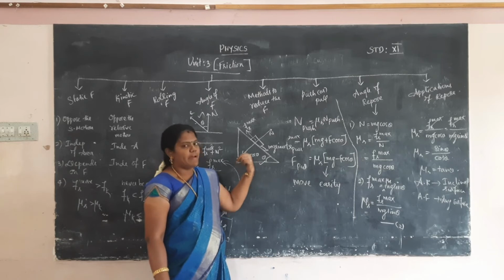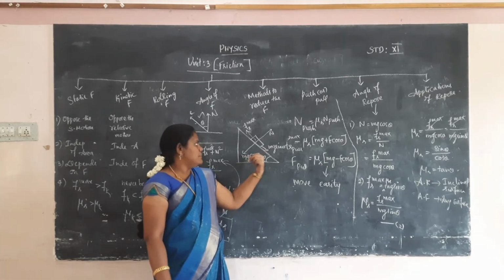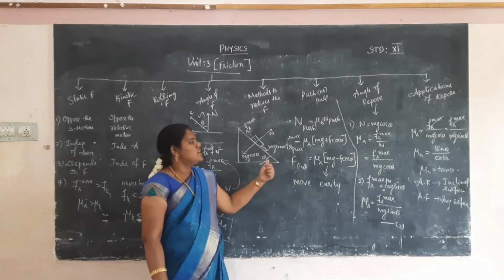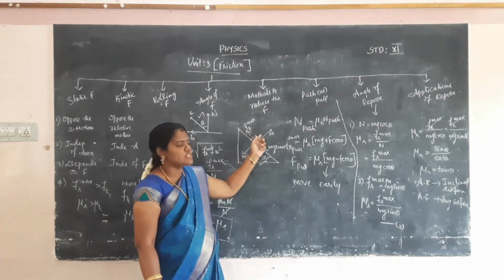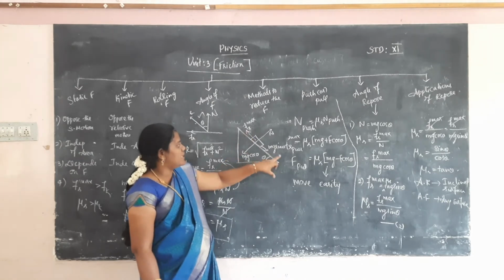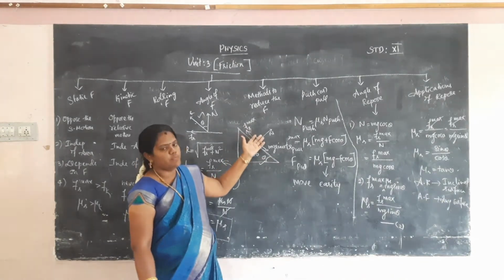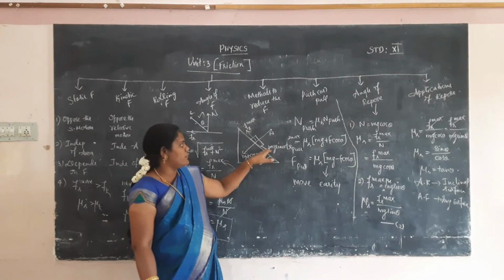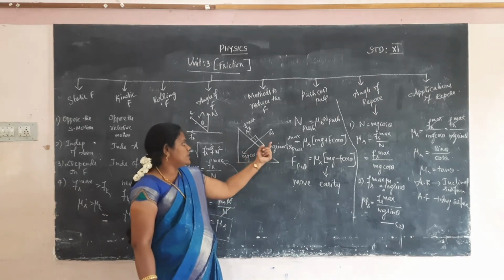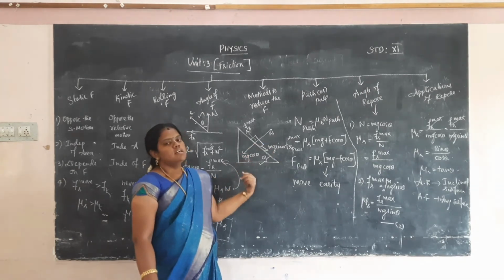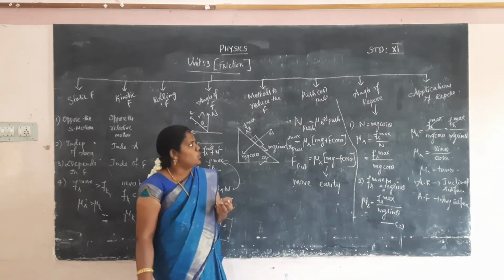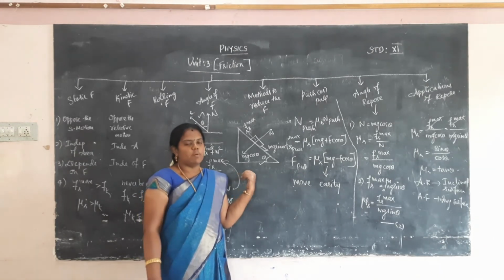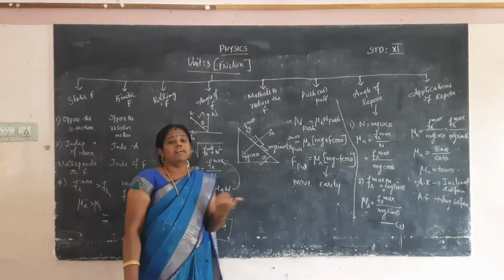mg cos theta will be perpendicular to the incline, and mg sin theta will be parallel to it. Against mg sin theta, the opposite force acting is the static friction force. So the static friction force will be opposite to the horizontal component of the weight, and the normal force will be opposite to the vertical component of the weight. This is the way we easily calculate the angle of repose.